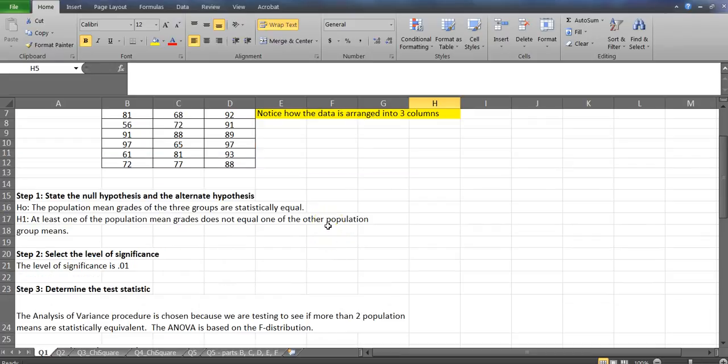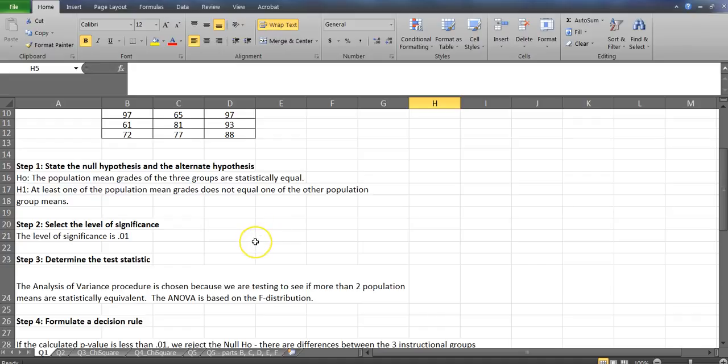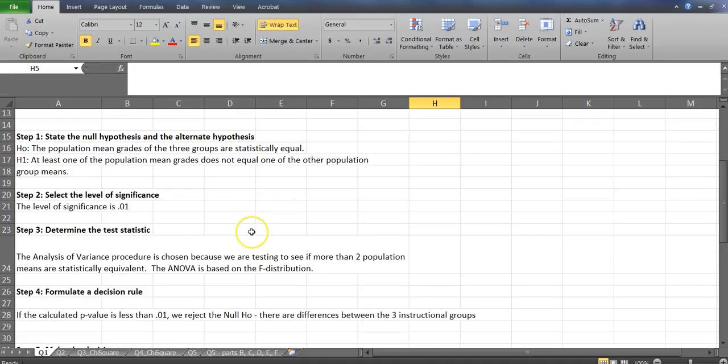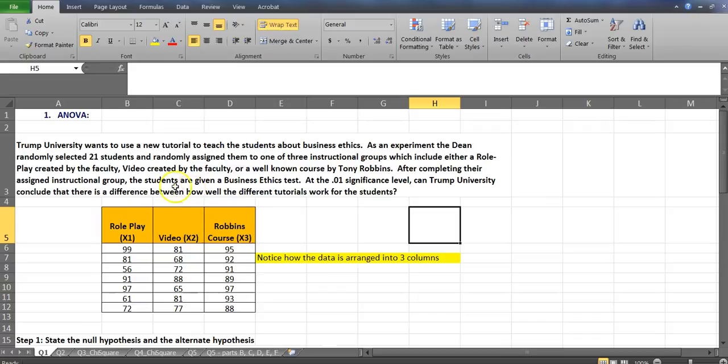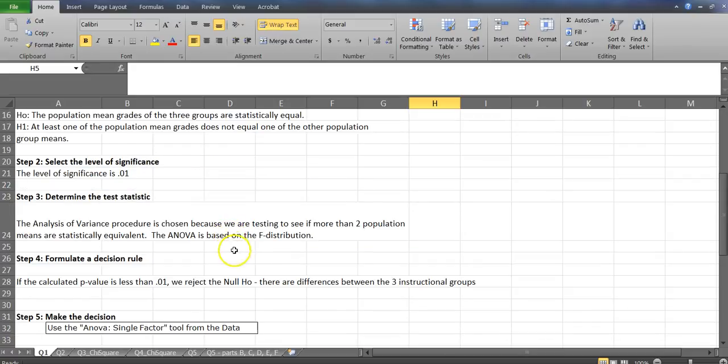Step 1 is to state your hypotheses. The null is always going to be there as a given. It's basically saying that the 3 groups are statistically equal. There's no difference. The alternative hypothesis is that there's some sort of difference between the means. They call this the analysis of variance, but it's really a test of the means when it comes down to it, because that's what we're going to be looking at. The significance level was told to us in the problem at 0.01.